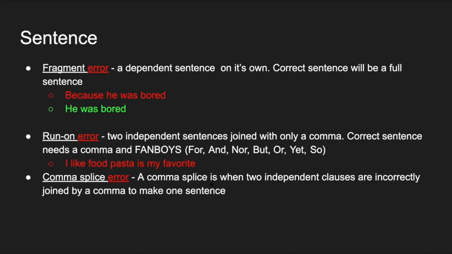Comma splice error. So again, sentence, comma splice error. A comma splice is when two independent sentences are incorrectly joined by a comma to make one sentence. So I like food, comma, pasta is my favorite is also incorrect. Simply adding a comma between food and pasta, between the two independent sentences, is not enough. You will notice the correct sentence needs a comma and one of these. So without anything between two independent sentences, it's a run-on error.